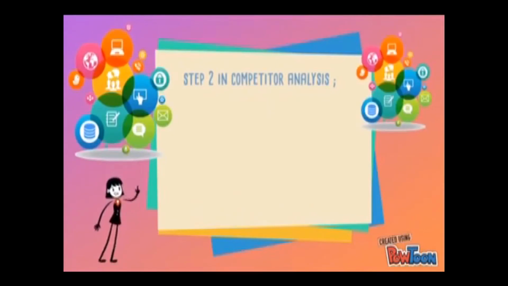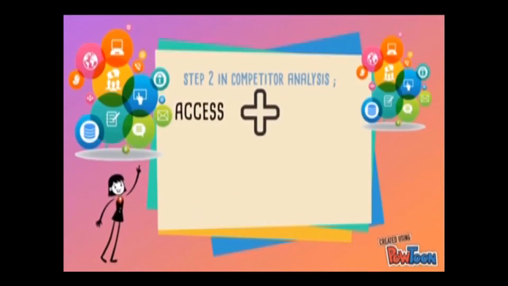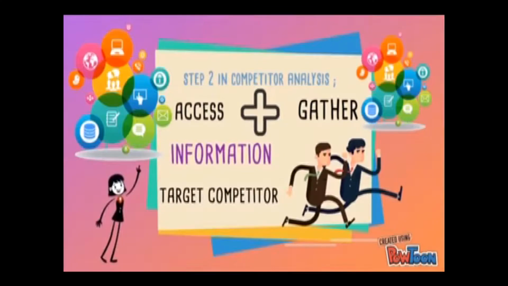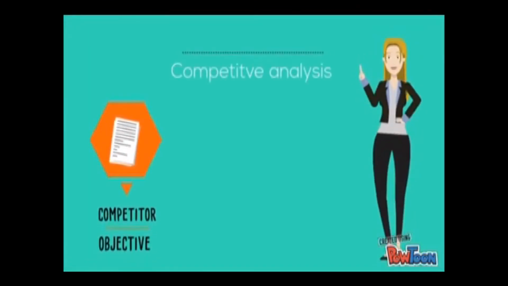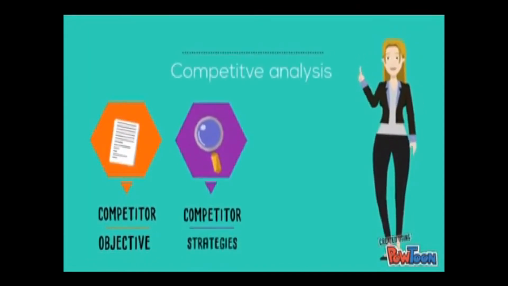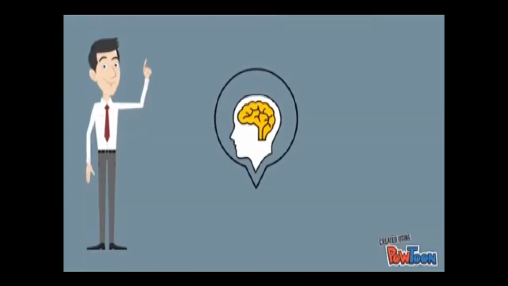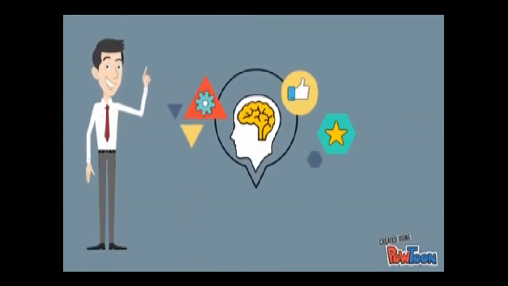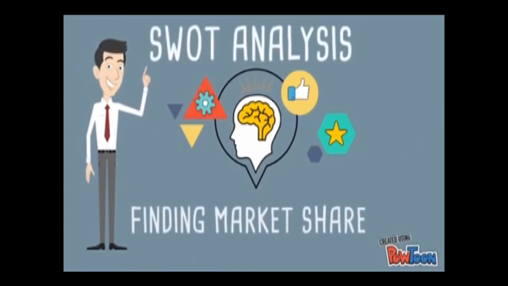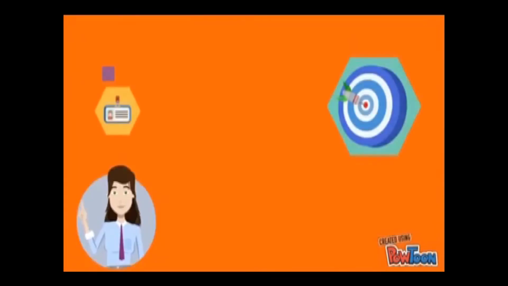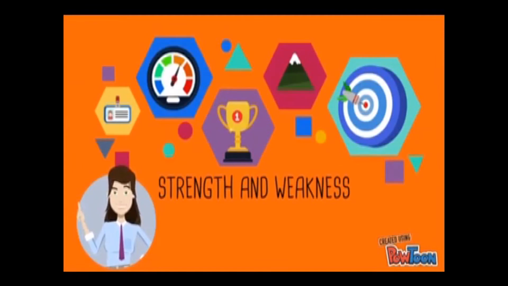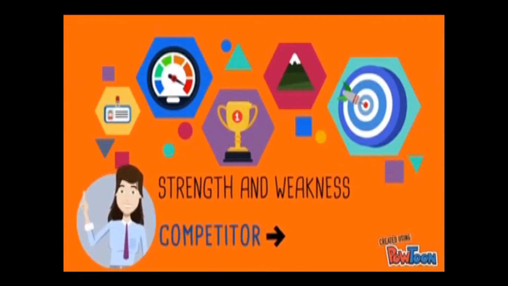Step 2 in competitor analysis is to assess or gather information on your target competitor. The information must include the competitor's objectives, strategies, strengths and weaknesses, and reaction pattern. In this step, you will be performing SWOT analysis and finding your market share. You cannot know the strengths and weaknesses of your competitor unless you know your own presence.